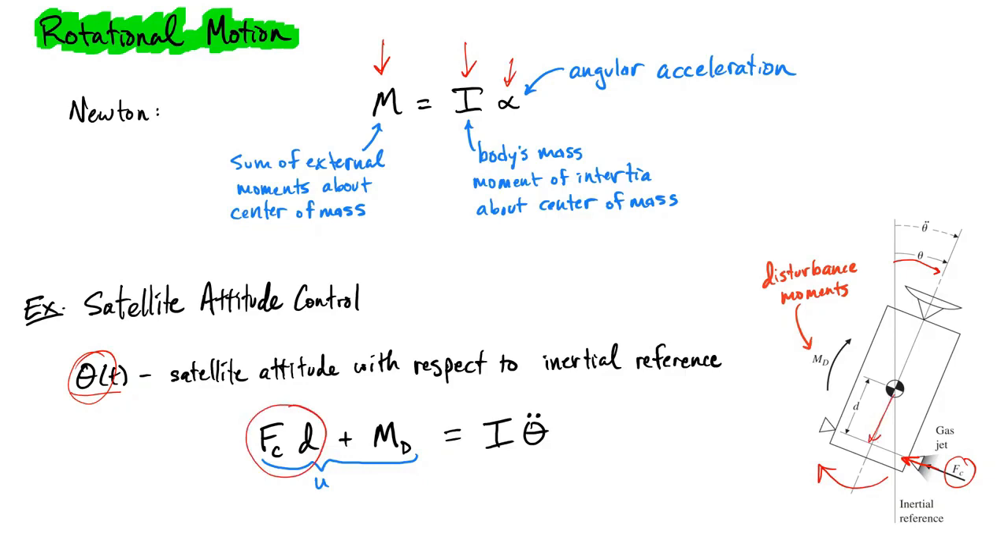And then you could also have some other moments that could be due to other gas jets or, for example, in this case, some sort of disturbance moment, and that would also add to it. So this combined would then be your combined moments. You would then use your moment of inertia, and then you would have your second derivative of your position. Just like the previous examples where we had F equals ma, this gives you a second order differential equation that models that system.